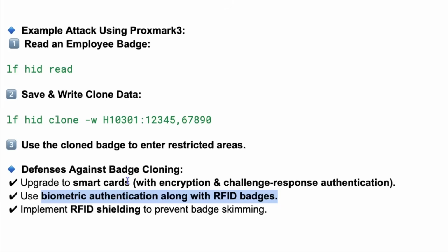So those things can technically be done, but it requires a lot of technology and a lot of manipulation and maneuvering in order to pull off biometric cloning. Implementing RFID shielding helps prevent badge skimming, which is a way for somebody to quickly move a badge past a reader. You would put some kind of shielding in place so that it doesn't allow them to enter if they don't properly scan themselves in or authenticate using their badge.